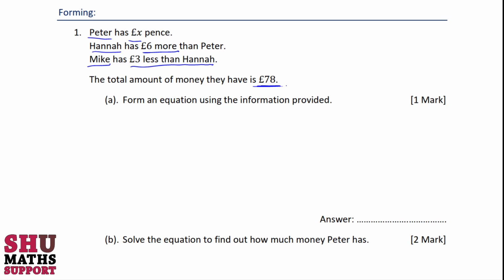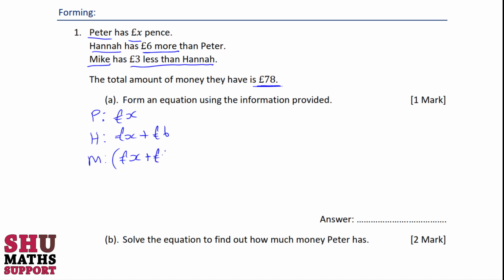Okay, so let's start writing some of this information down. We have Peter, which we'll represent as P, has X pounds. Then Hannah has the money that Peter has plus an extra £6, so X pounds plus 6 more pounds. Then Mike has £3 less than Hannah. So he has what Peter has, which is X pounds, but he has £3 less than Hannah in total. So Hannah has her X pounds plus £6.